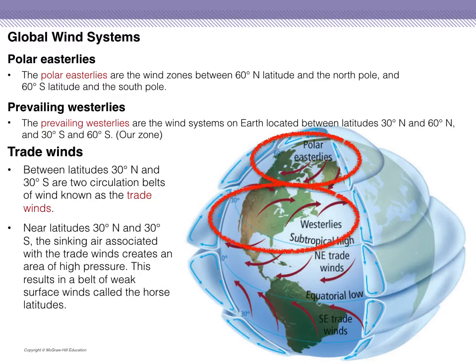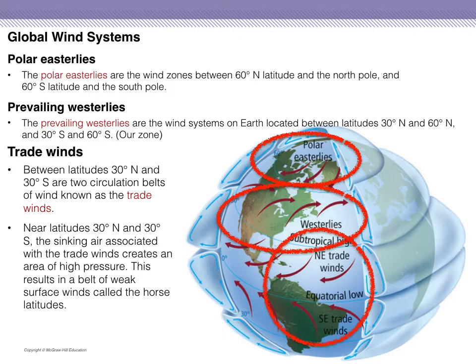The prevailing westerlies are the wind systems located between 30 degrees and 60 degrees north and 30 degrees and 60 degrees south. Now, we are in the northern prevailing westerly because we're in the northern hemisphere and we are between 30 and 60 degrees. Now, you'll notice the westerlies come from the west, go to the east. The trade winds between 30 degrees north and 30 degrees south are two circulation belts of wind known as the trade winds, and both of them come from the east and go to the west.